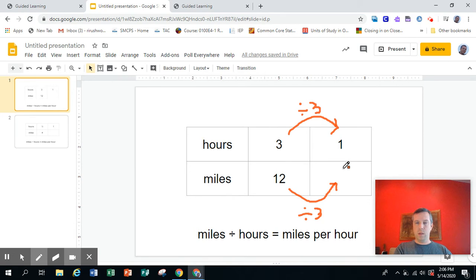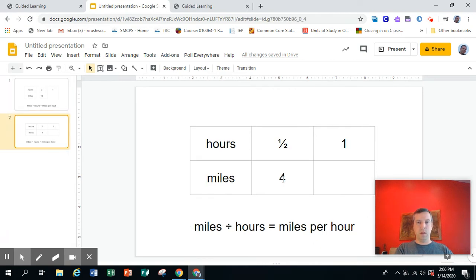So in this case, he would go 4 miles in 1 hour, or 4 miles per hour. To find the speed of something, you're always going to divide the distance that it went by the time that it took, and that gives you the rate or the speed. You can see what we did: 12 divided by 3 is 4, miles divided by hours. So in the real problem, we're going to do the same thing. Miles divided by hours. 4 divided by 1/2.